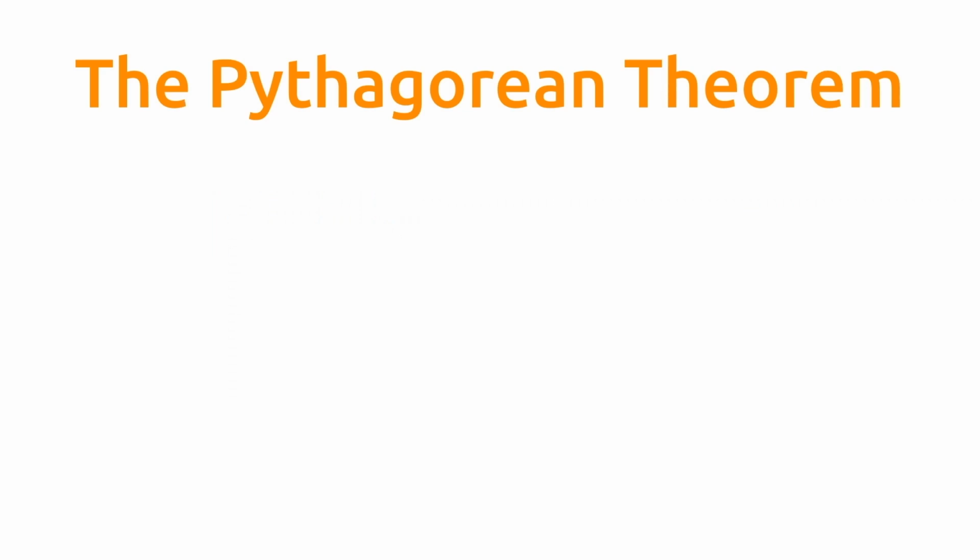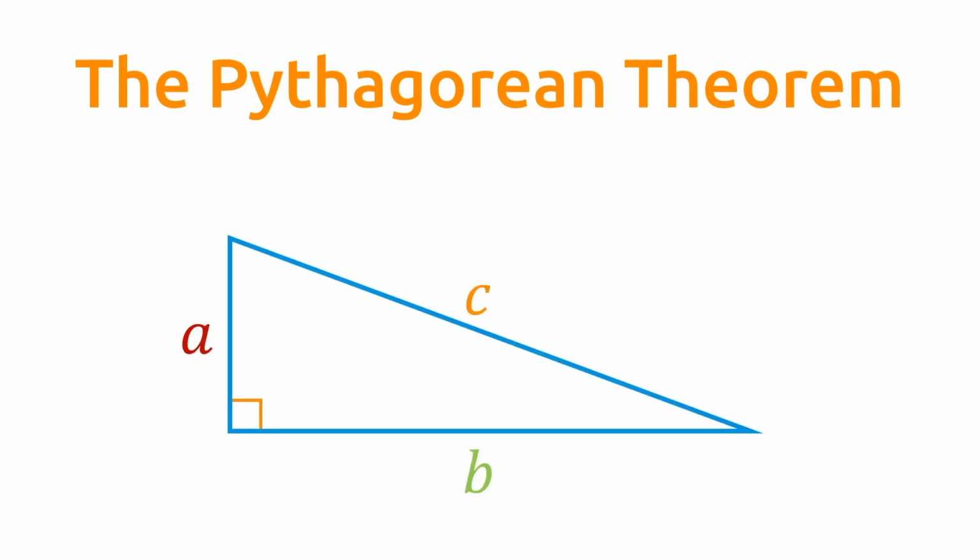The Pythagorean theorem describes a special relationship between the sides of a right triangle. It tells us that when you take the length of each side of your right triangle and square it, then the square of the hypotenuse is equal to the sum of the squares of the legs. Remember that the hypotenuse is the longest side of the triangle and is across from the right angle, while the legs are the other two sides in the triangle that form the right angle.